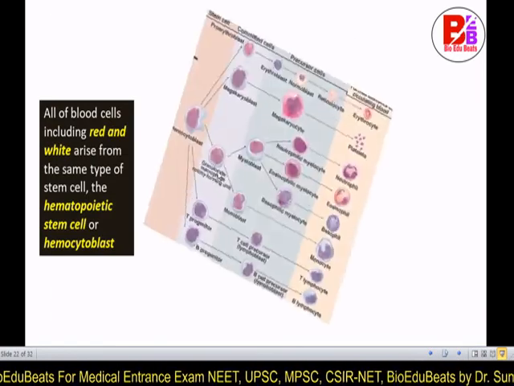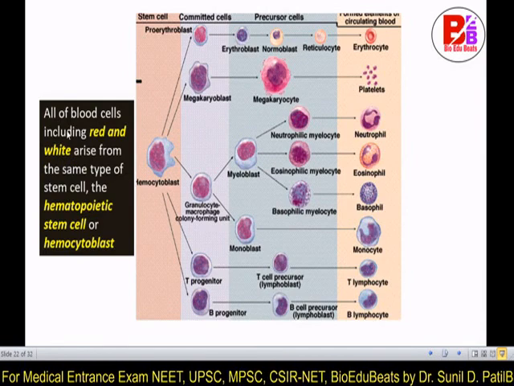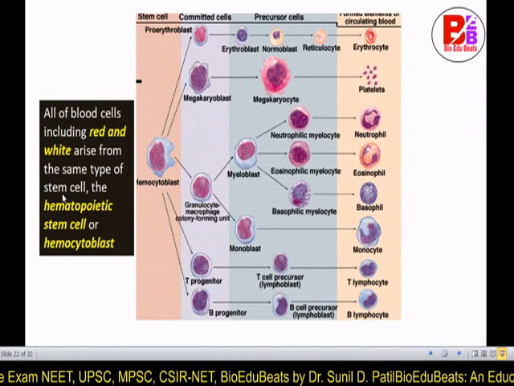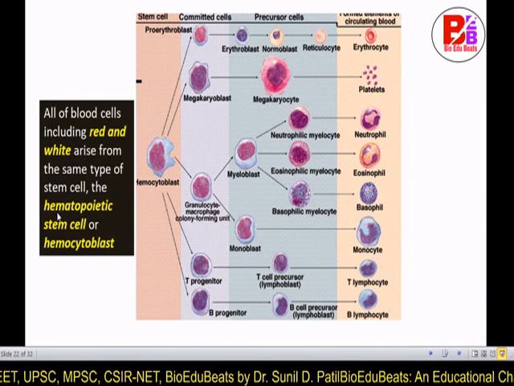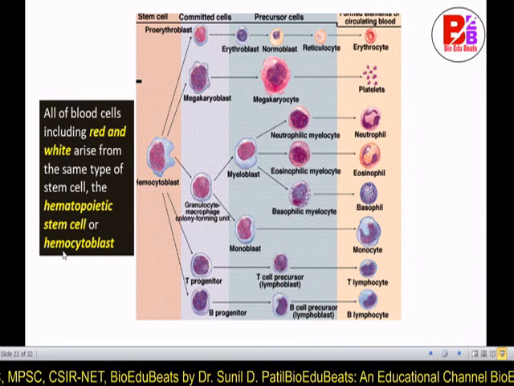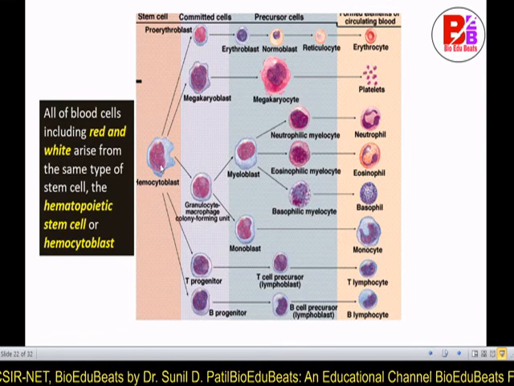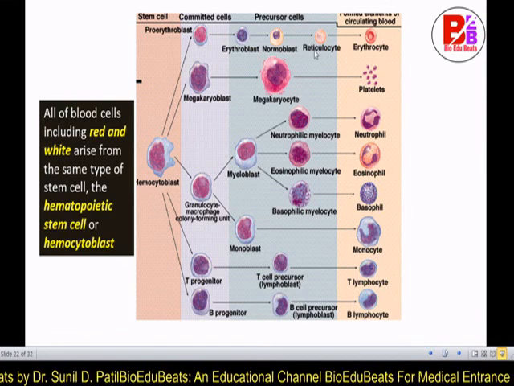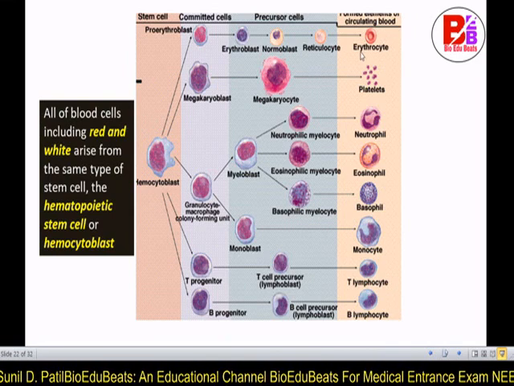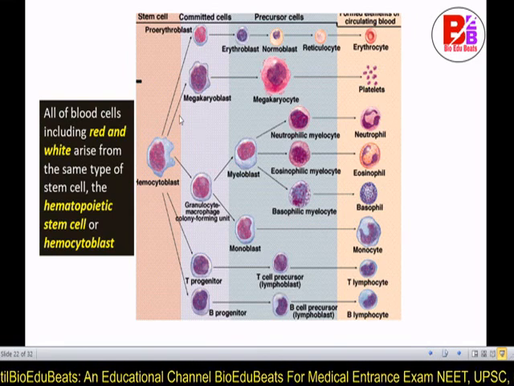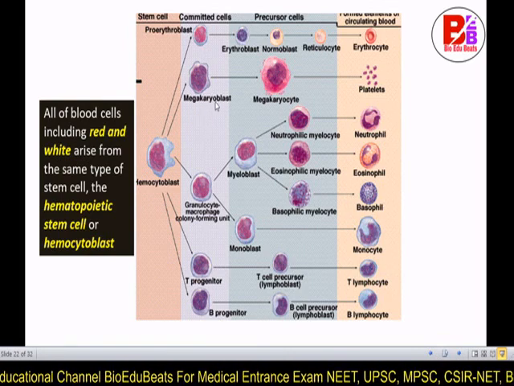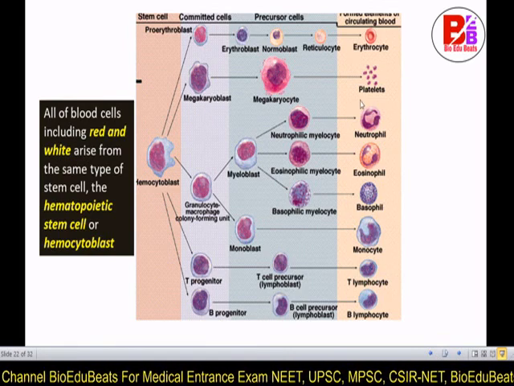So this is the formation of the RBCs. All blood cells, including red and white, arise from the same stem cell. The hemopoietic stem cell is called the hemocytoblast. The hemocytoblast converts into prohemocytoblast, then erythroblast, normoblast, reticulocyte, then erythrocyte. We already saw this cycle. Then they also form the platelets via megakaryoblast, megakaryocyte and platelets.